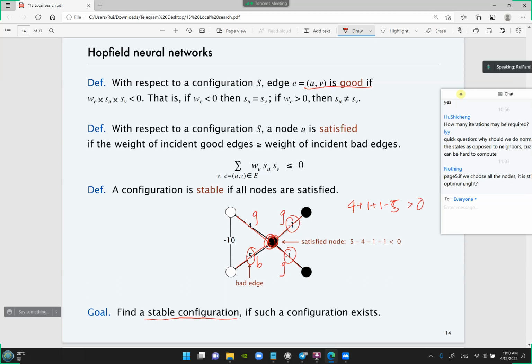Okay, so we have one satisfied node in this configuration, and let's look at some other node. So this node, let's see. So this node is not satisfied, because this is a bad edge, and this is a good edge. Oh, wait, sorry. This is a good edge. Yeah, so negative means all right. So this node is also satisfied. And what about this node? I guess in this case, all the nodes are satisfied.